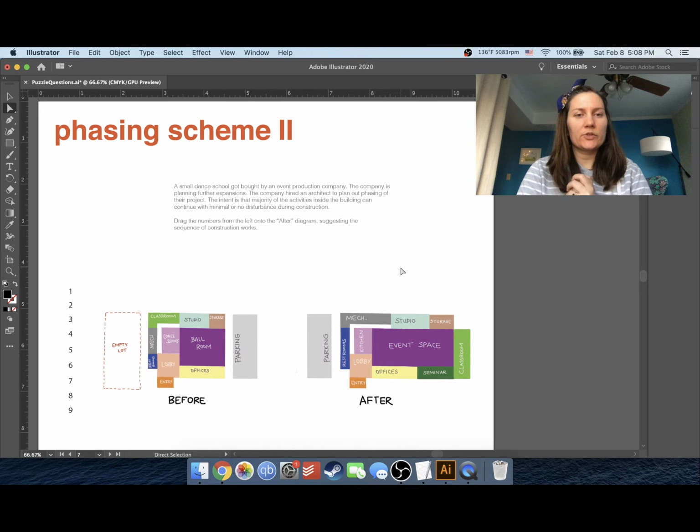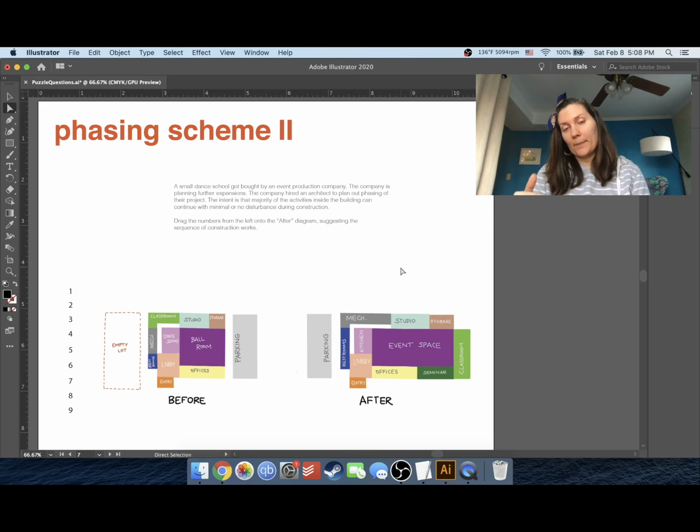A small dance school got bought by an event production company. The company is planning further expansions. The company hired an architect to plan out phasing of their project. The intent is that the majority of the activities inside the building can continue with minimal or no disturbance during construction. So this is the same as what we saw earlier. Drag the numbers from the left onto the after diagram, suggesting the sequence of construction works.